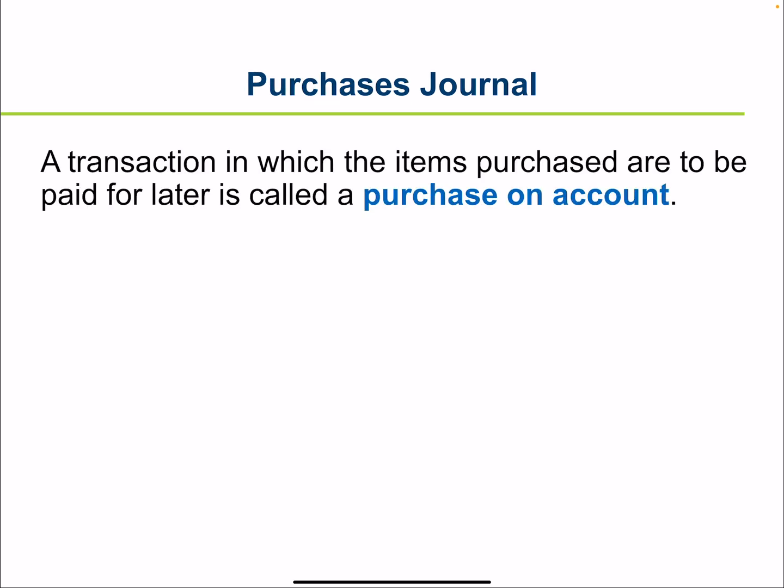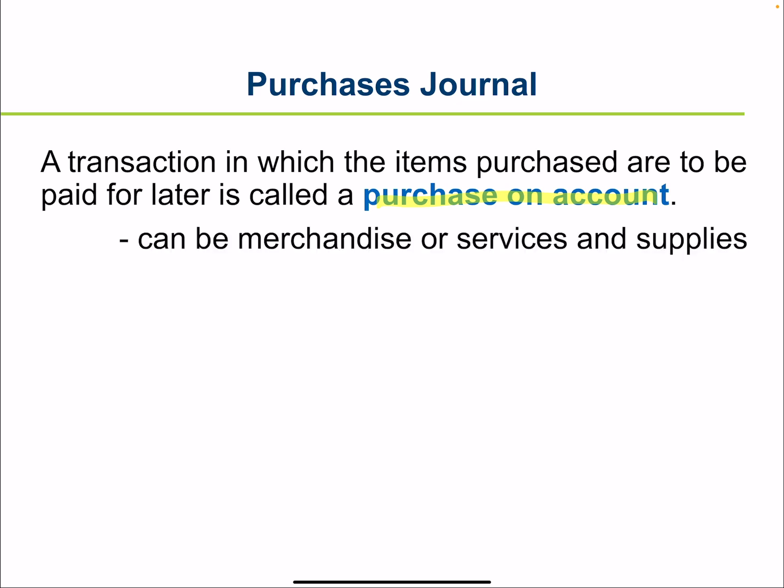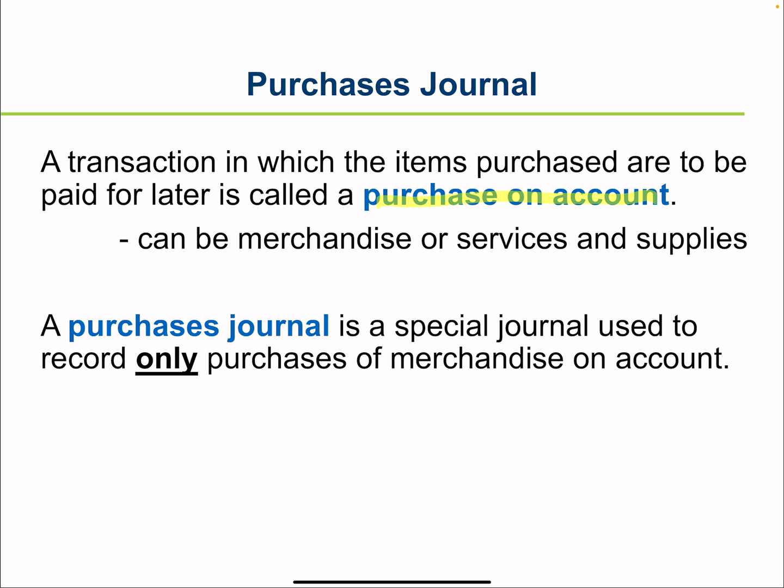A transaction in which the items purchased are to be paid for at a later date is called a purchase on account. A business can purchase merchandise or buy services and supplies on account. A purchase journal is a special journal used to record only purchases of merchandise on account. Each purchase of merchandise on account is recorded on one line of your purchase journal.